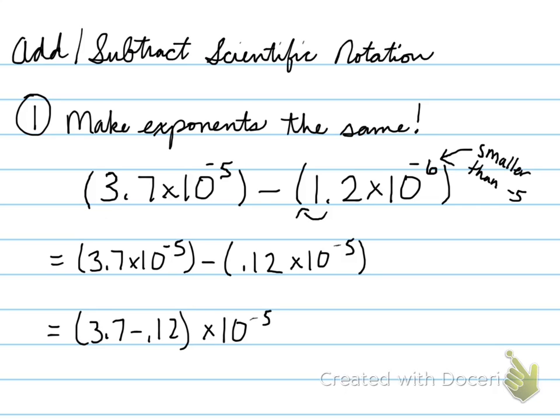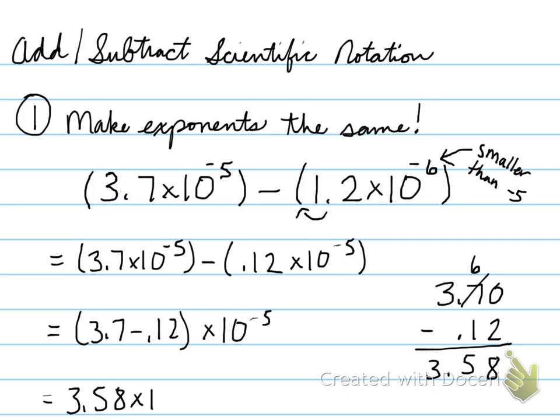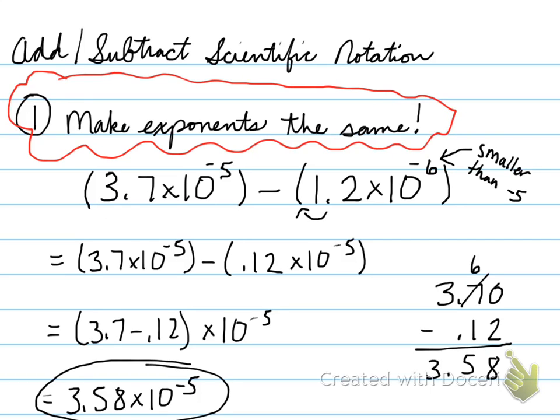Then we can regroup the numbers using the distributive property. So we put the two numbers that we're subtracting together and multiply the whole thing times 10 to the negative fifth. Then we subtract 3.7 minus 0.12 and get 3.58 and multiply it by 10 to the negative fifth, which is in scientific notation, so we don't need to do anything else to it.